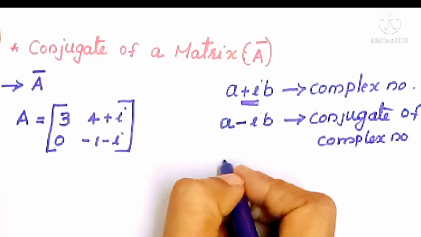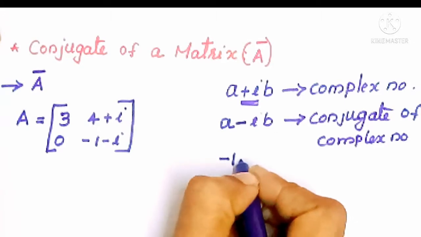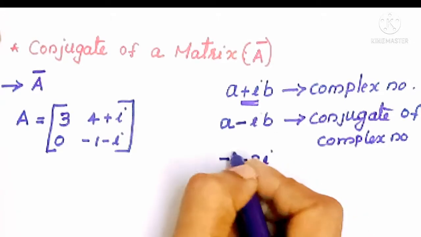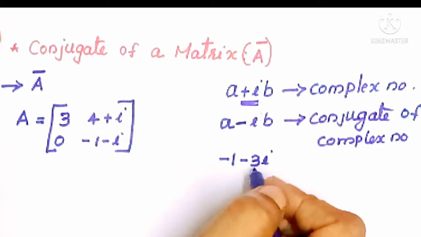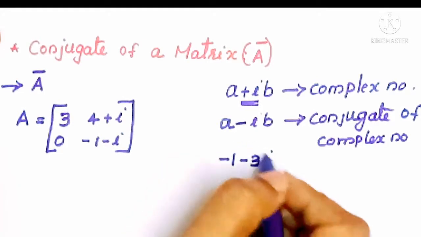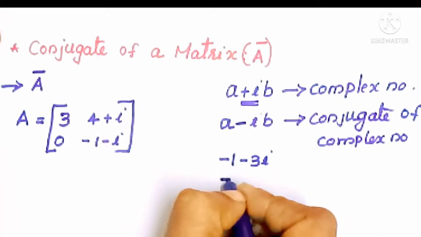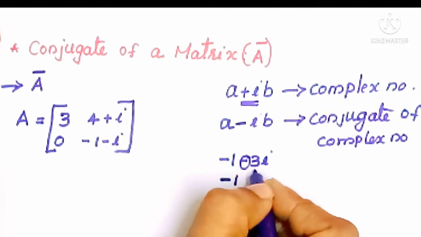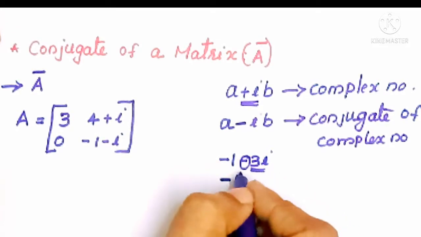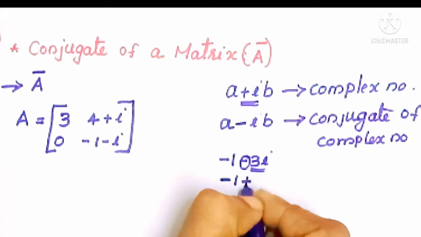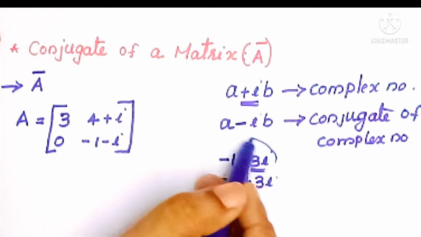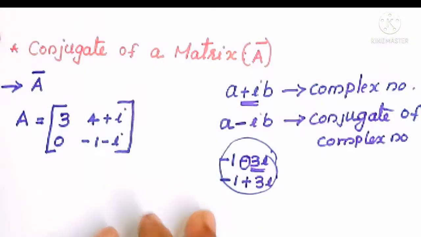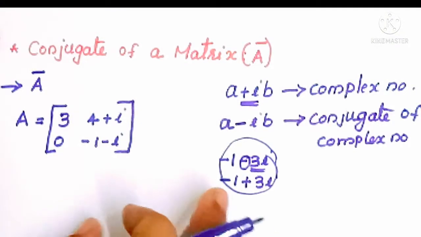We can take another example, -1 - 3i. This is the real part, this is the imaginary part. What is the conjugate of this complex number? It becomes -1, and the sign of the imaginary part will be changed. That means minus becomes plus. This is the conjugate of this complex number. Did you understand what is the conjugate of this number?